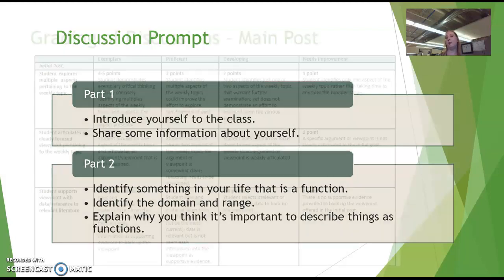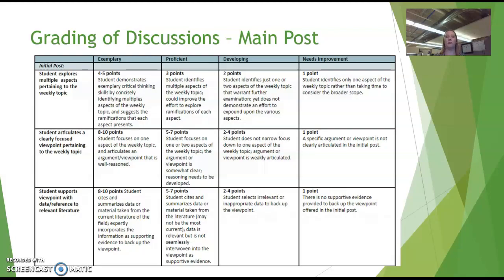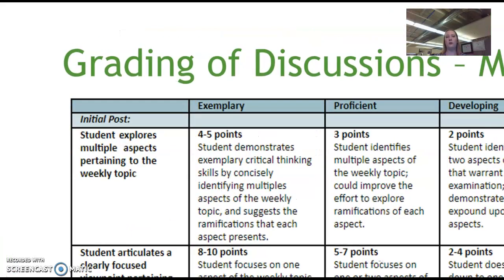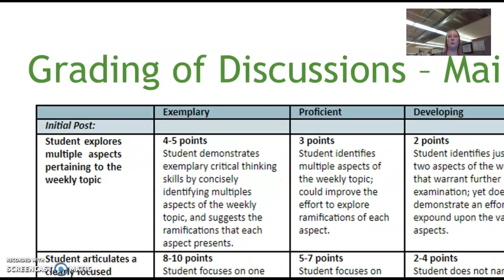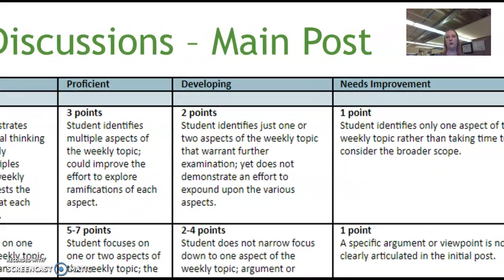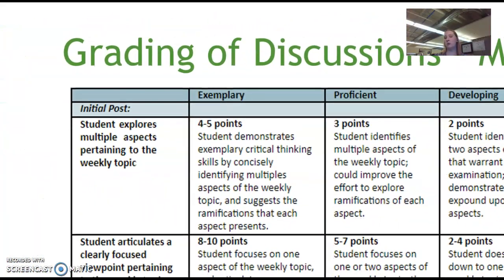So taking a look at how the discussions are graded, let's take a look at the rubric. So this is the rubric that is available, that you can click on, you can read it. So you have 3 sections on your main post. The first is that the student explores multiple aspects pertaining to the weekly topic. So that's going to be, did you talk about all the things that were listed for you to talk about? Because that's the multiple aspects. So if you talked about all those 3 things in full, you would get the full 5 points here. If you don't, if you miss some, or you could have gone further, then you go to proficient, developing, and then needs improvement.